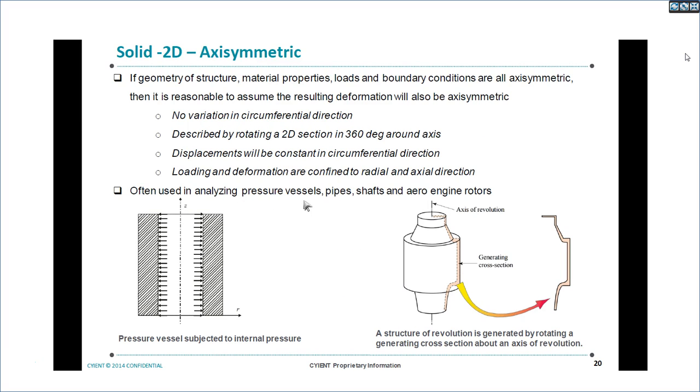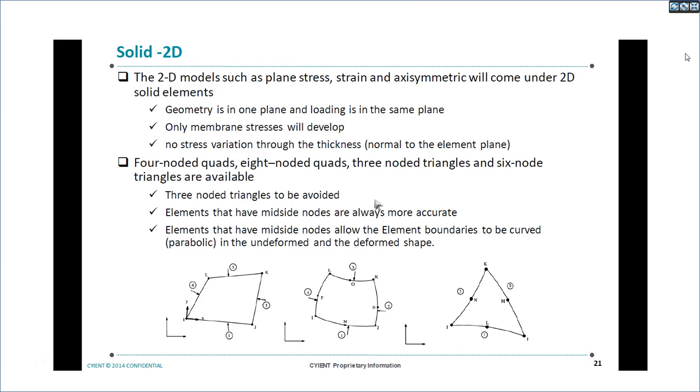Some examples are analyzing pressure vessels, pipes, shafts, and aero engine motors. In general, the 2D models such as plane stress, plane strain, and axisymmetry come under 2D solid elements. I have prepared this presentation based on ANSYS Classic terminology. In ANSYS Classic, the 2D models such as plane stress, strain, and axisymmetric come under 2D solid elements.